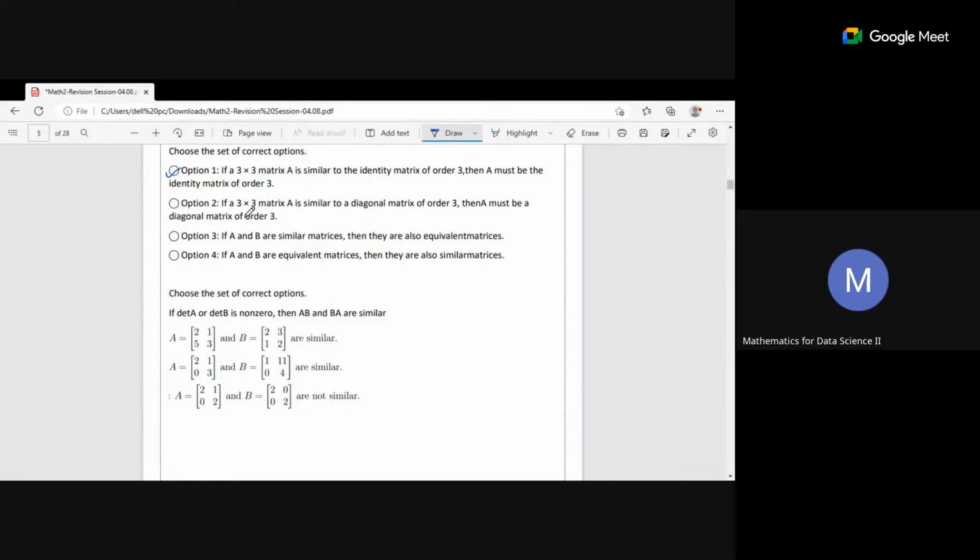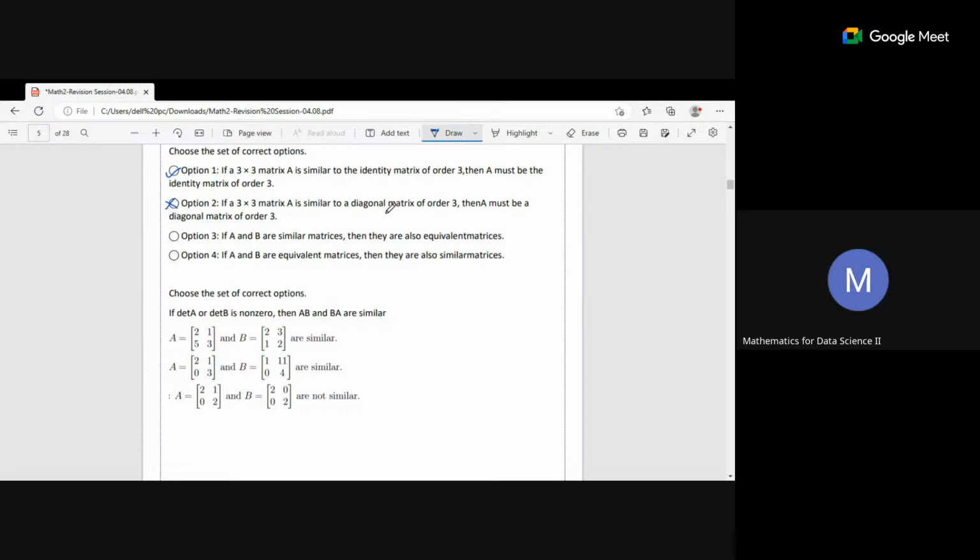So this is fine. If a 3x3 matrix A is similar to a diagonal matrix of order 3, then A must be a diagonal matrix of order 3. Is it so? Ma'am, not necessarily. It is not necessary.